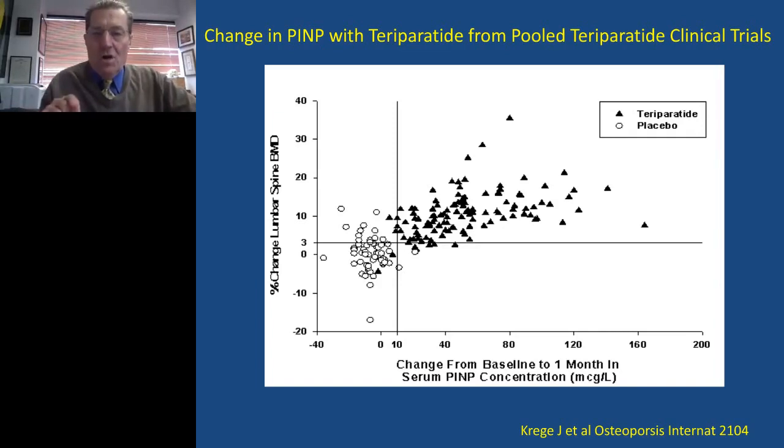There wasn't enough fracture data in these pooled trials to say what the increase in P1NP from baseline would translate into in terms of decreases in fracture incidence, but certainly there was enough data to look at it with a change in bone density or bone microstructural improvement on paired bone biopsies.